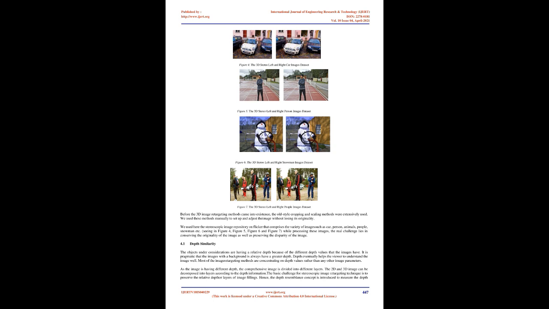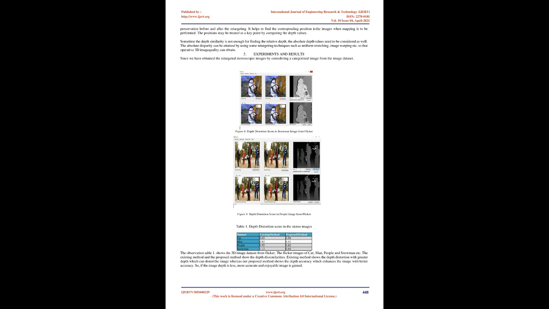Then we use the disparity map on the retargeted image pair. Without loss of originality of the image, the gained image should have a similar disparity map as that of the original image. Here we take the left image as a reference image and use the scaling factor to retarget the disparity map M. Finally, an efficient and minimum depth distortion score is produced too. Figure 7. The 3D stereo left and right people images dataset.